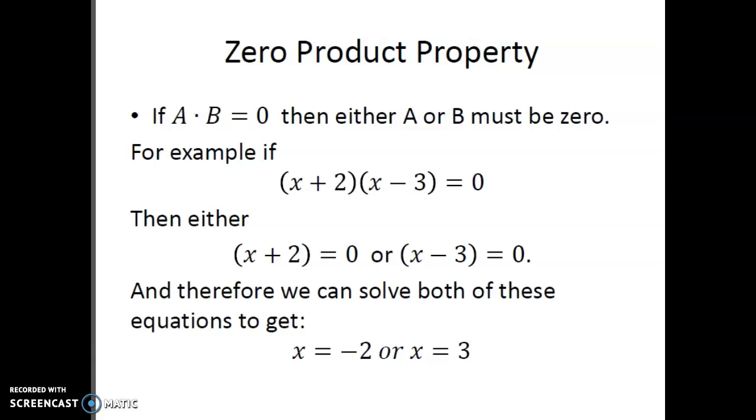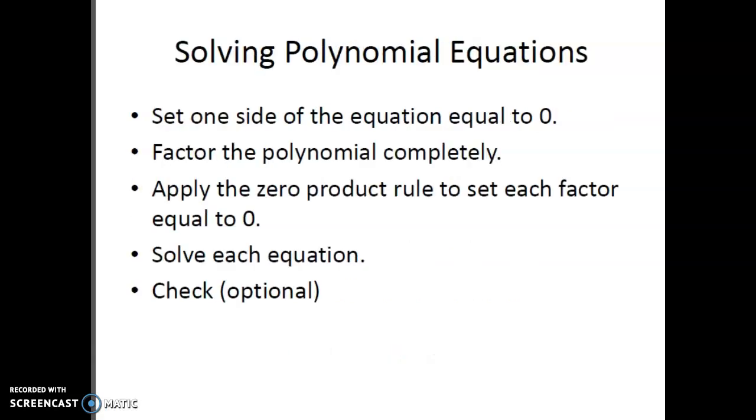So we're going to use this zero product property in order to solve polynomial equations when they're higher than degree 1. But in order for us to use that zero product rule, we have to make sure that one side of the equation is equal to 0. So we're going to take all of the terms and move them all to one side of the equal sign.